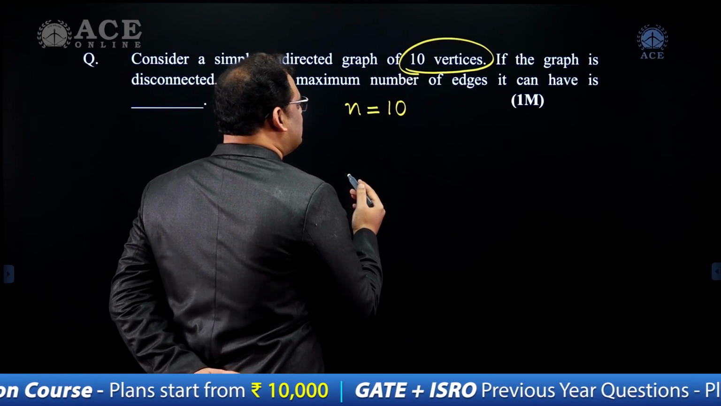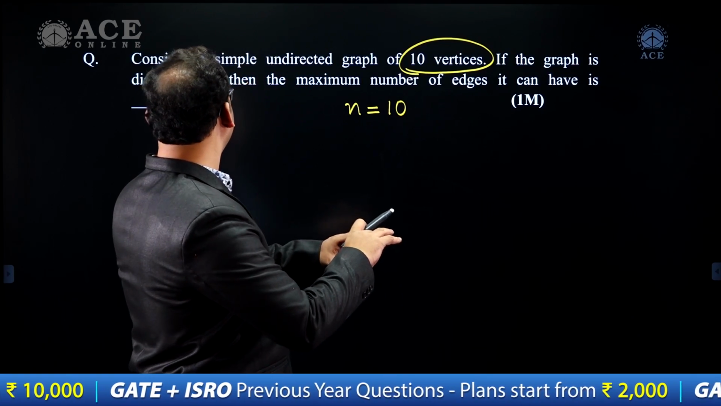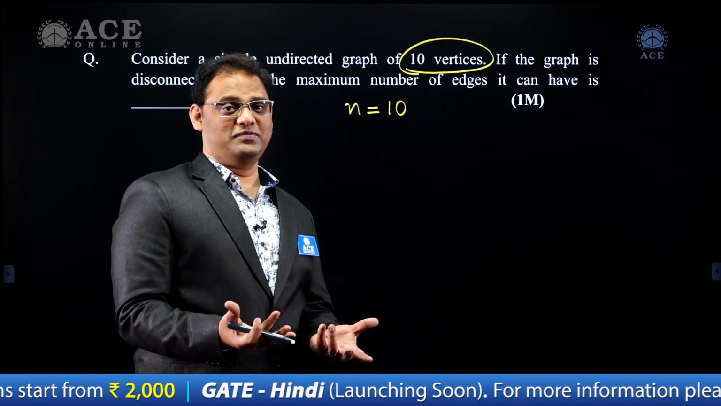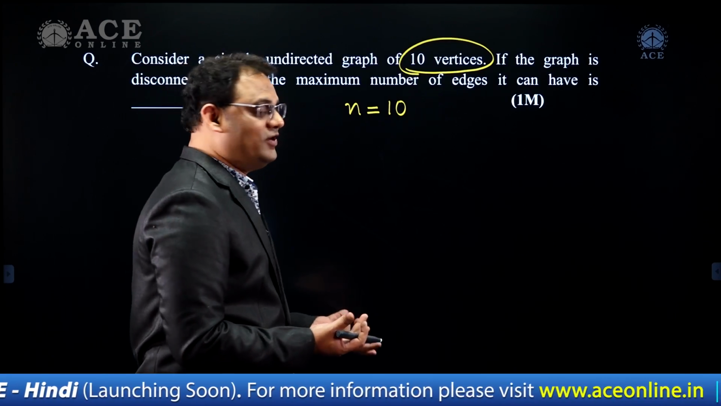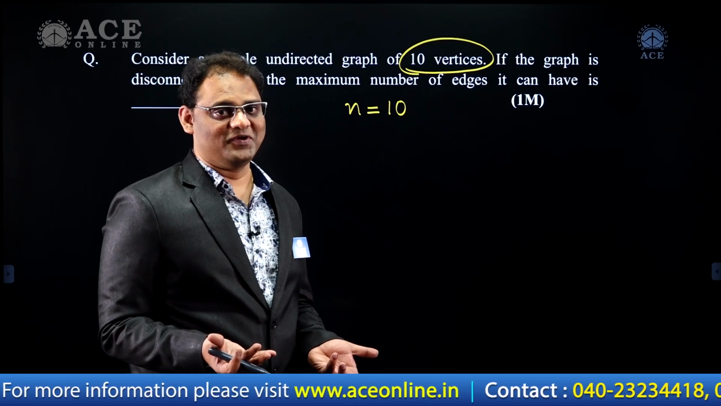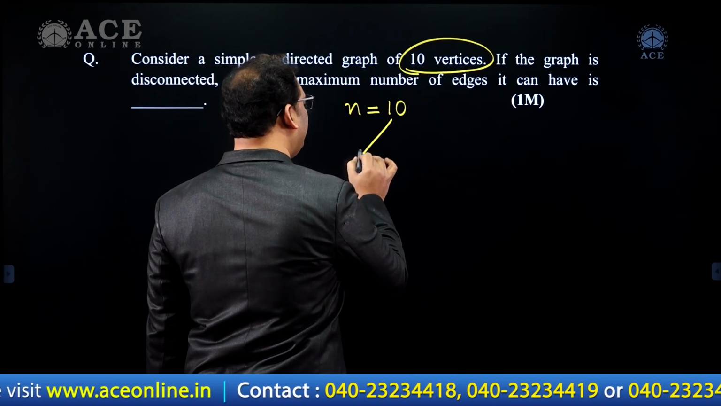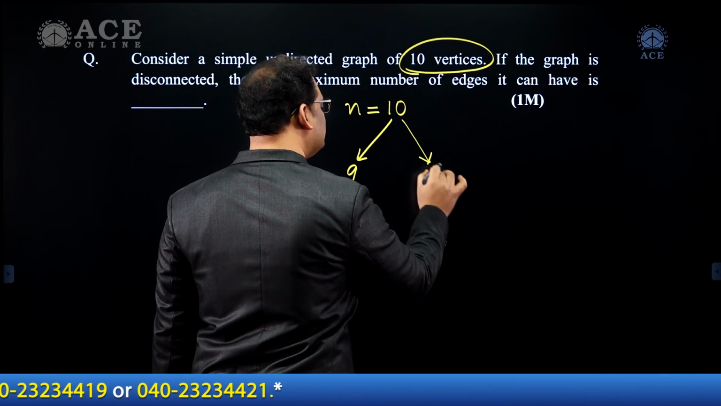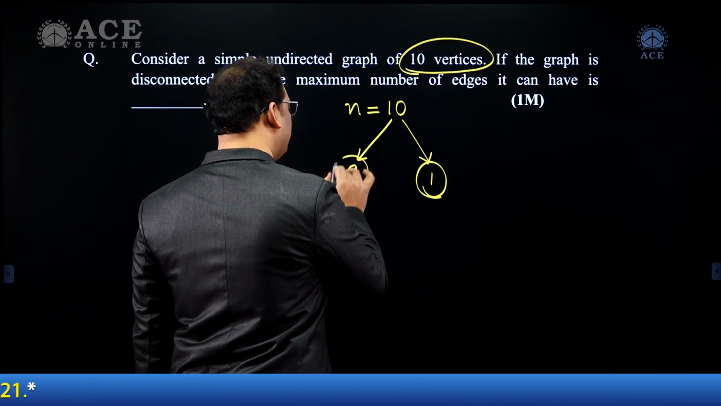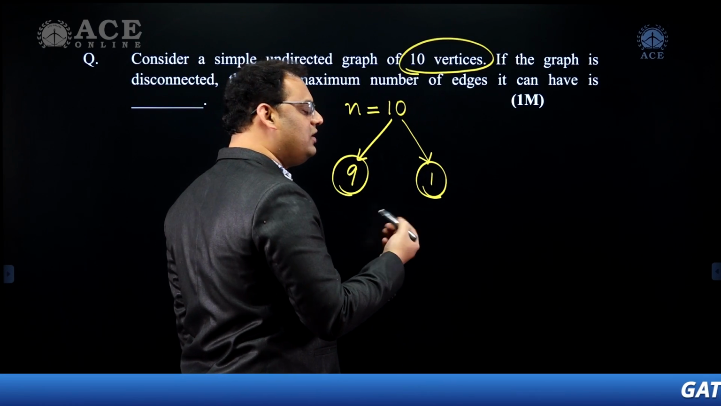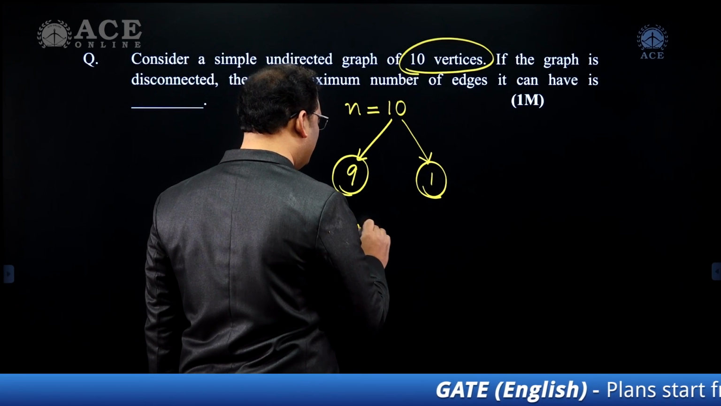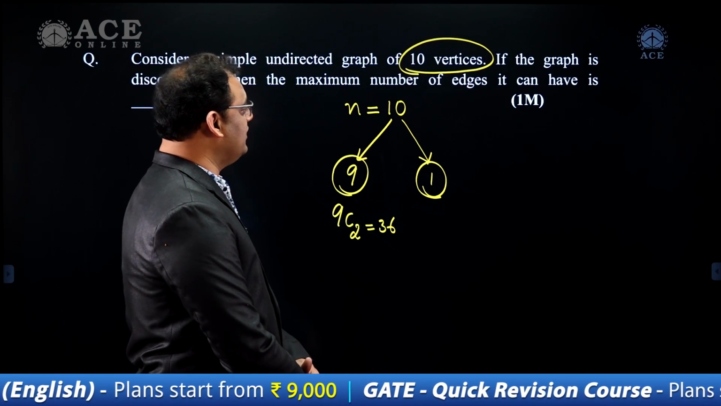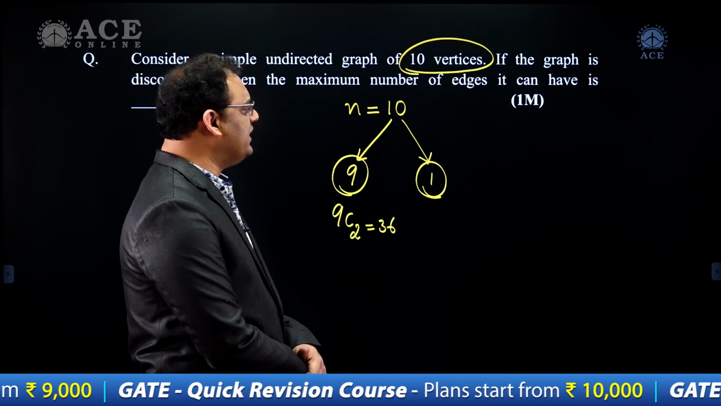The maximum number of edges that we can have in a disconnected graph is possible if and only if you have two components. So you can separate one vertex as an isolated vertex, and 9 vertices in the other component. From these 9 vertices, how many edges are possible? The maximum number of edges is 9C2, and the answer is 36. This is one way of solving the question, and the same question you can solve with a direct formula.